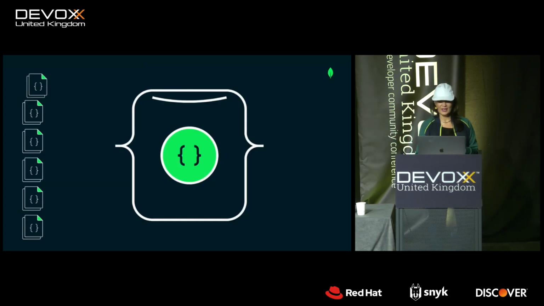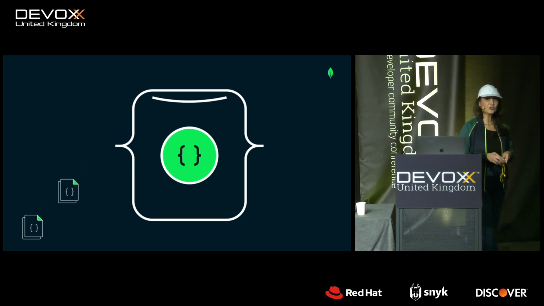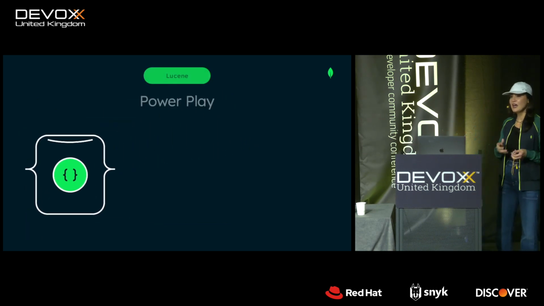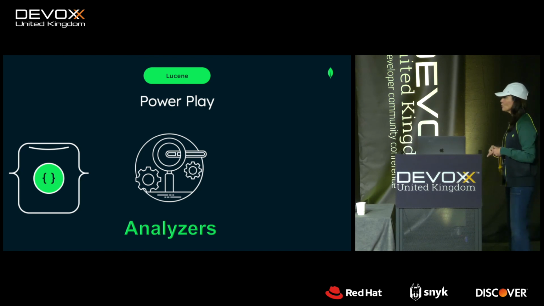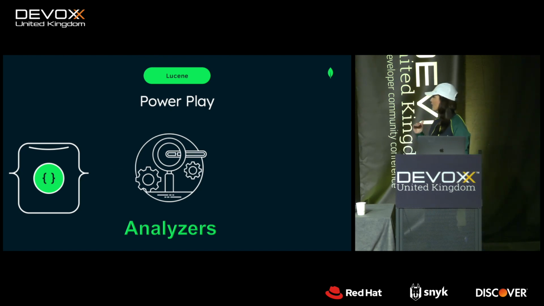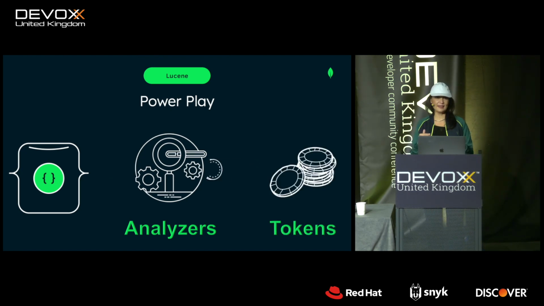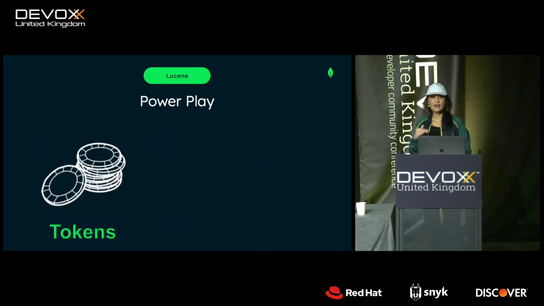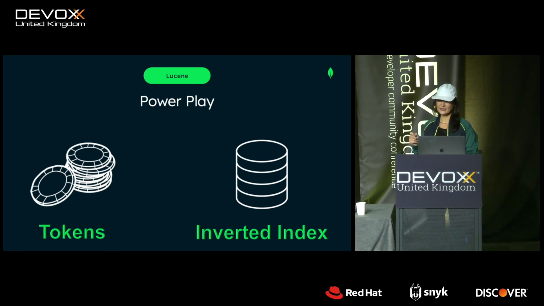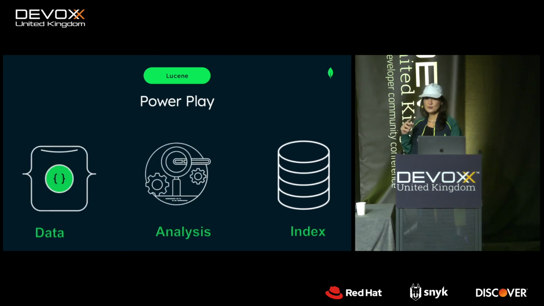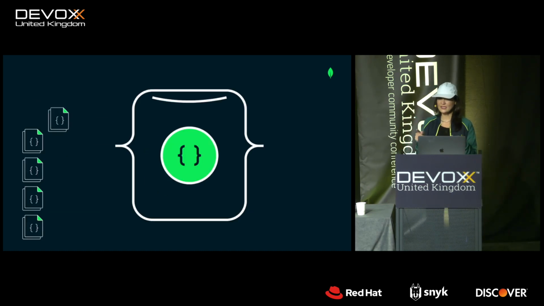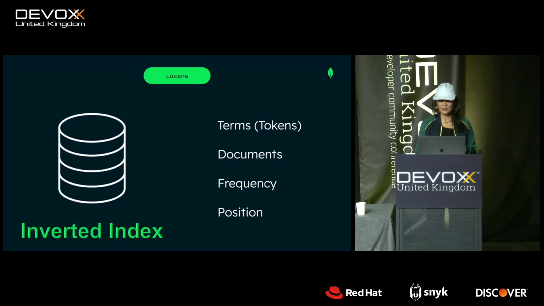So Apache Lucene actually has one nice power play. The documents feed into Apache Lucene through a process called analysis. Analyzers will take your document data and cut it up into different tokens. Those tokens, or terms, are then stored in your inverted index. So this is what makes Apache Lucene so valuable.